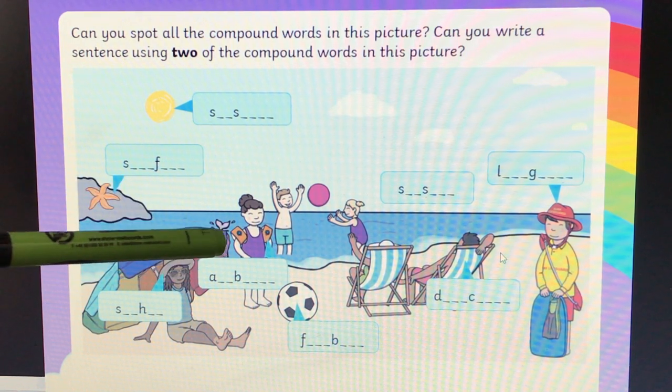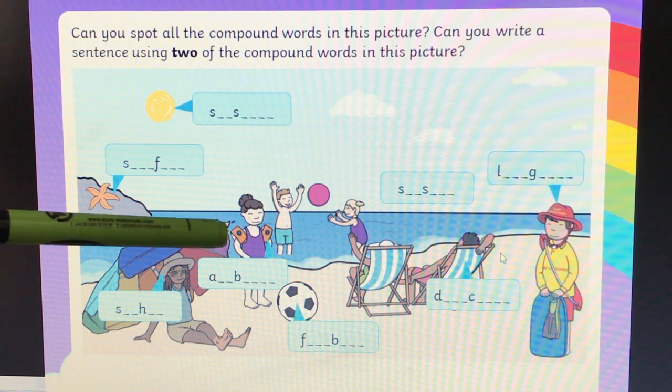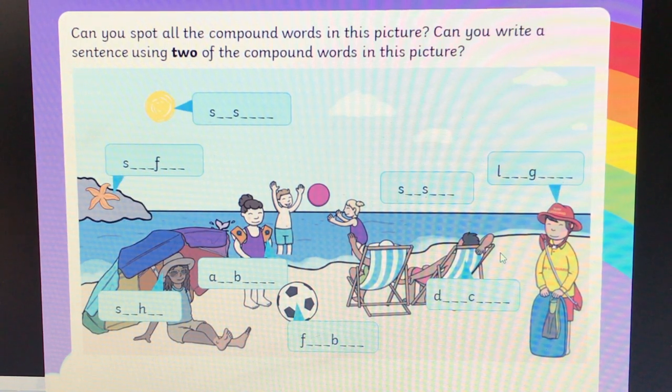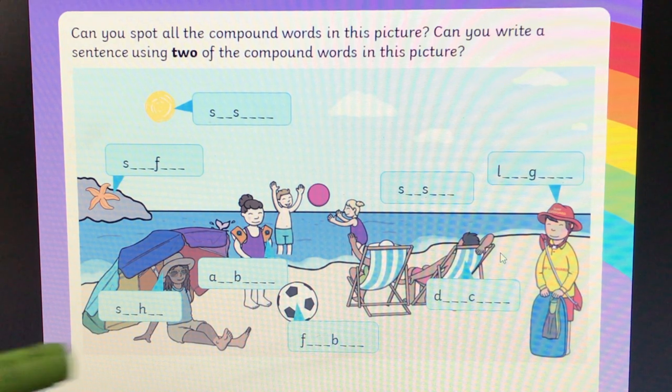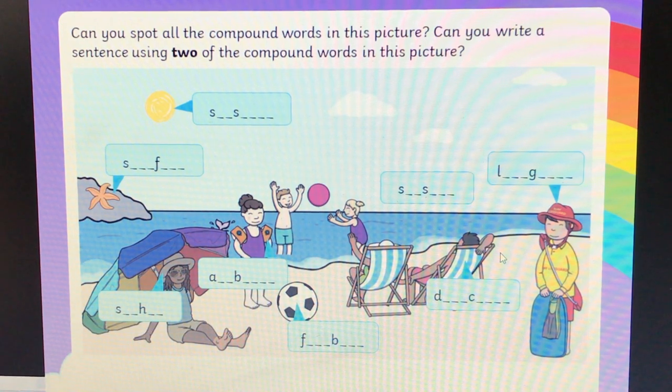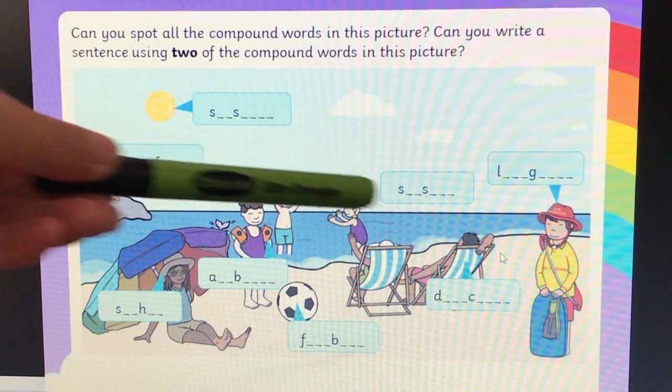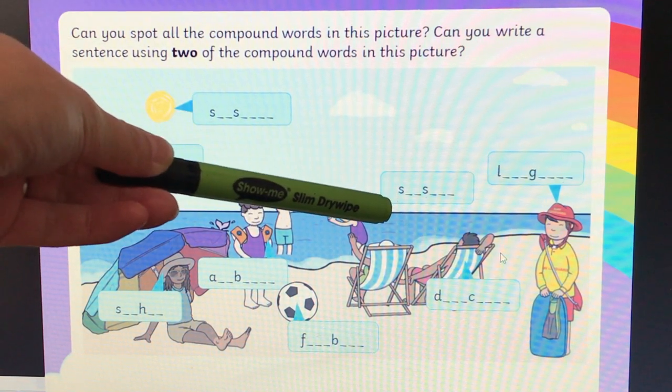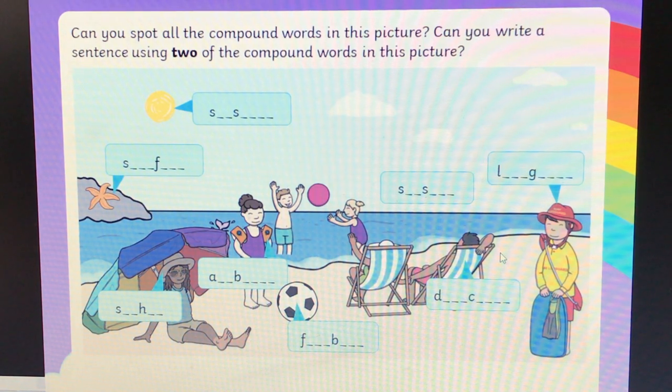Next one, again, it's what this little girl here is wearing. Write the compound word down. Pause the video, write it down. And the next one, write the compound noun down. Remember, a compound noun is two root words put together to make one word. Next one. Same procedure. Pause the video, write the compound noun down.